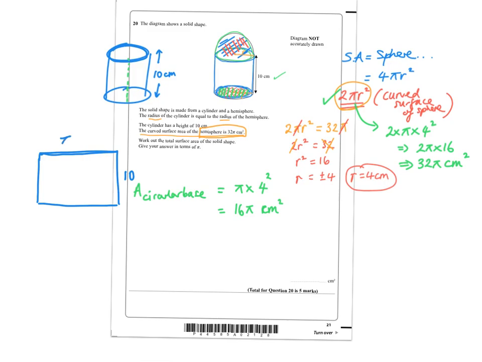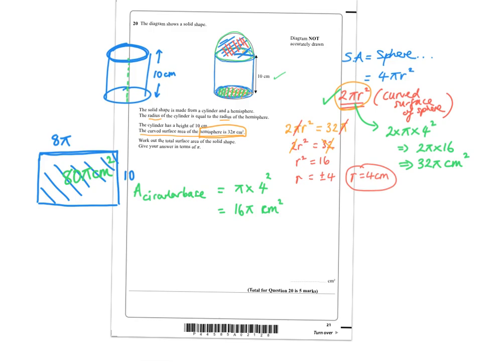And so that would be pi times 2 of the radii, and we know the radii are 4 each, so the diameter's got to be 8. So we know that the curved surface area here is just 10 lots of 8 pi, which is 80 pi centimetres squared.